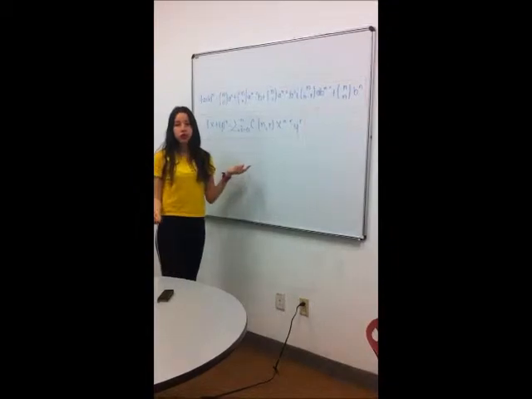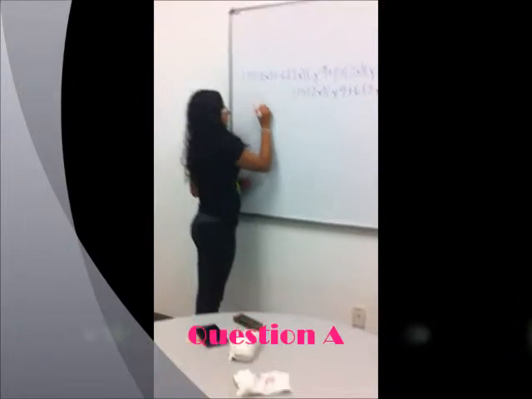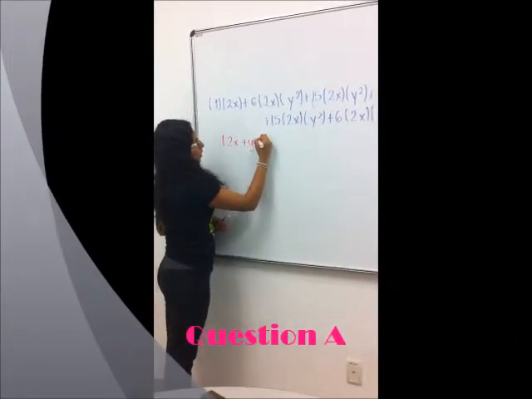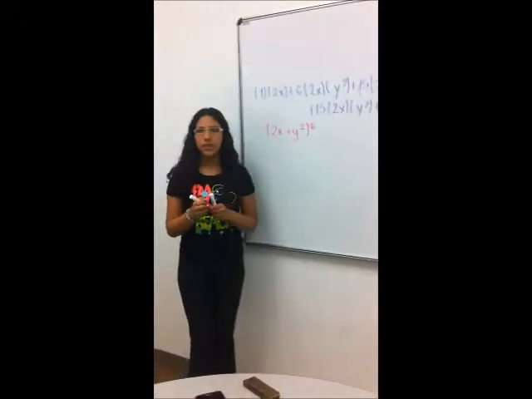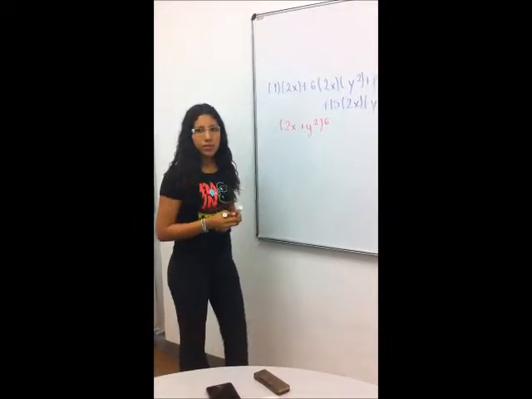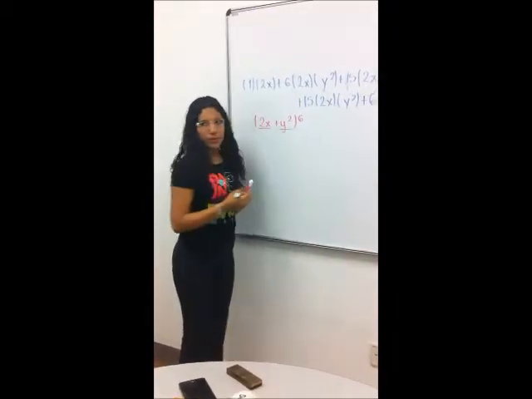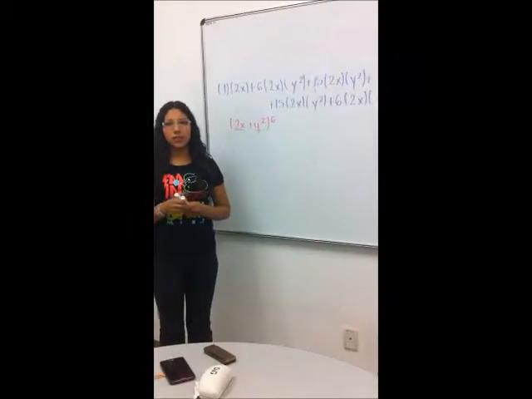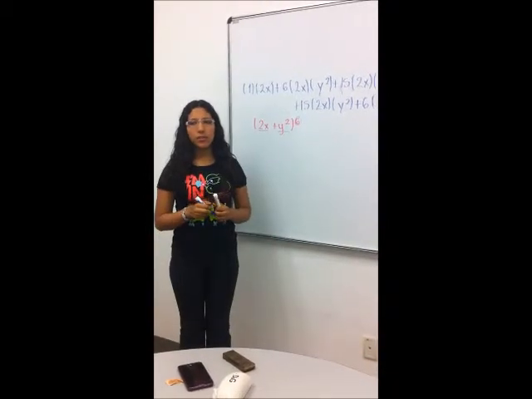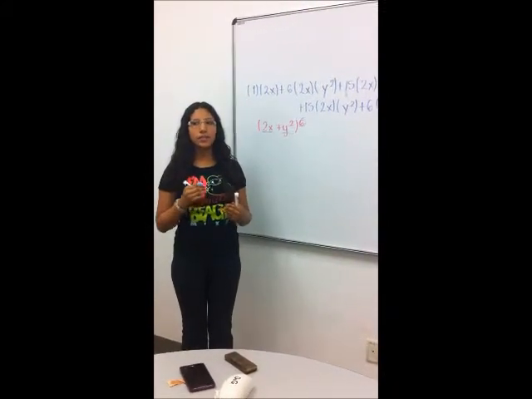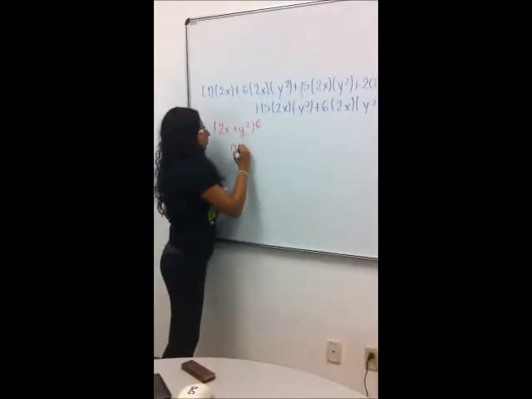But it can also be useful for the problem where we use the theorem to expand the expression (2x + y^2)^6. In this binomial we have two terms, 2x and y to the power 2. They are affected by the exponent 6, which tells us that the number of terms we are going to have in this binomial is 7, according to the formula n + 1.